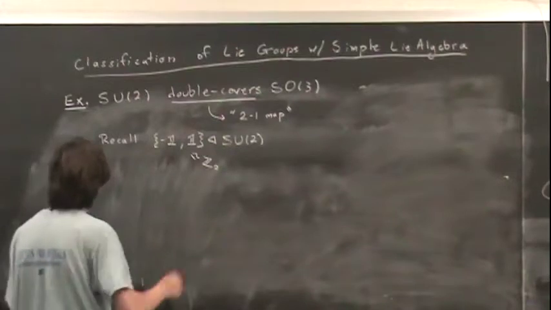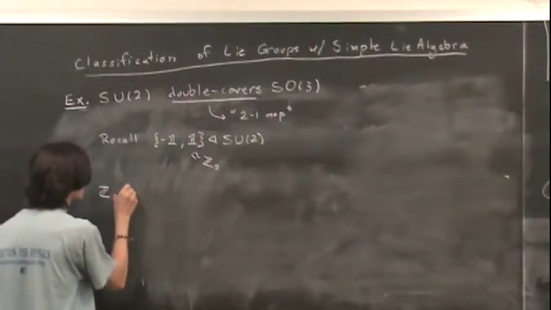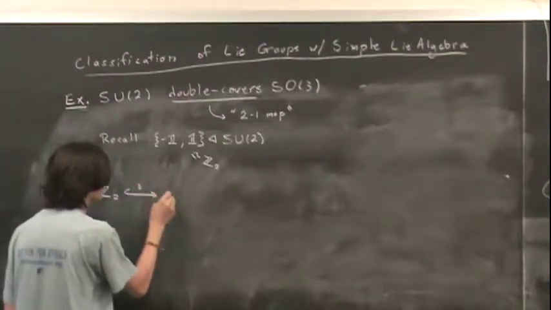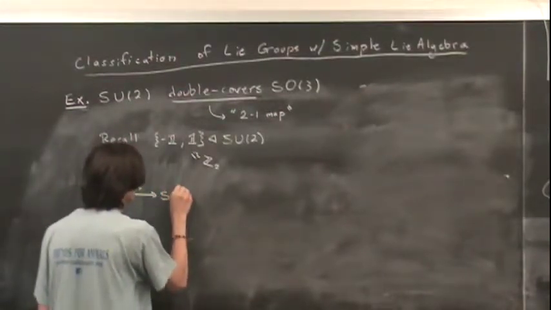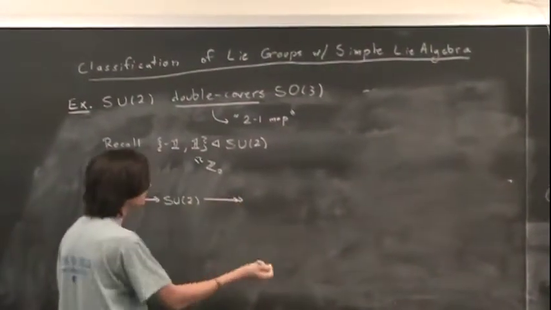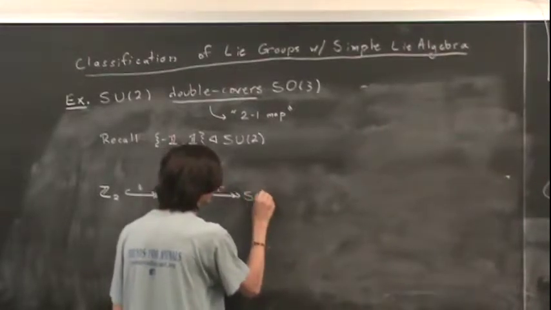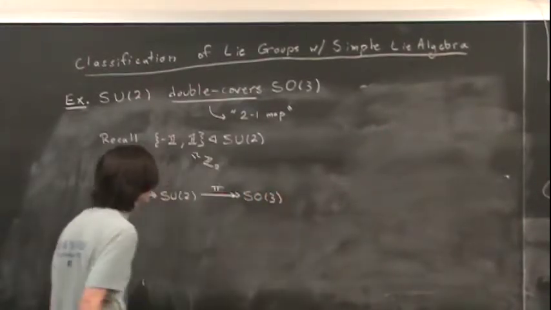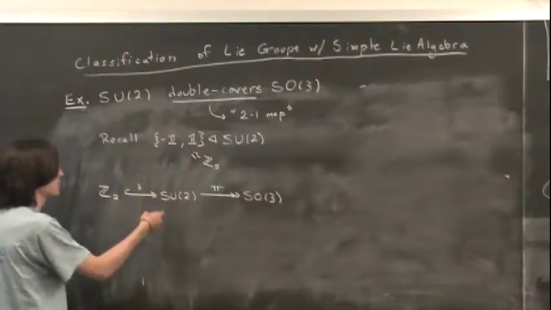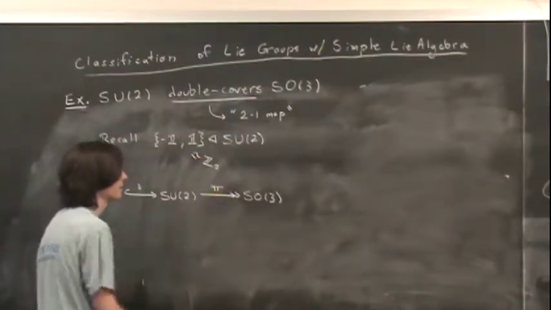And so we can write exactly one of these short exact sequences down, where we have Z2 hooking into SU2, and then we can project down into some other group, and it turns out that this other group is exactly SO3. And so the inclusion map's pretty simple, right? We just stick those guys in there. But what is this map pi?